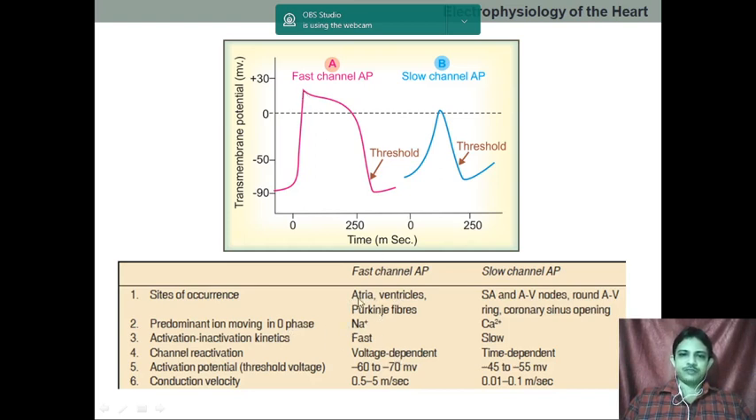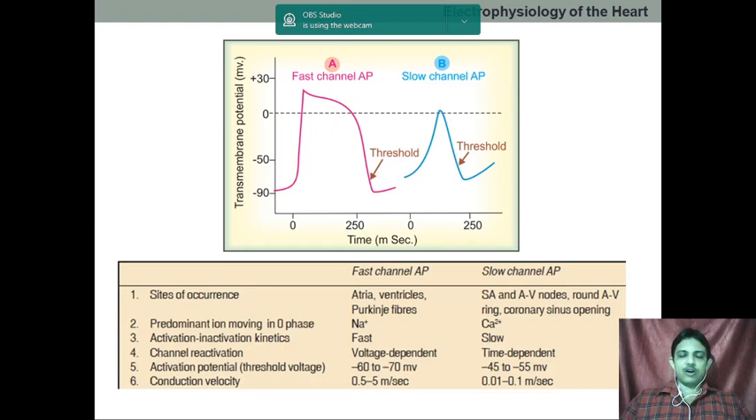Zero phase means here sodium, and then for the slow channel action potential, SA node, AV node, around the AV node ring, coronary sinus, and what is important is calcium, clear, calcium. Now activation and inactivation kinetics: of course we can say that it is fast, but this is slow. And channel activation is voltage dependent, clear, it is voltage dependent, for the first one. And the slow action potential channel is time dependent. Activation potential means threshold voltage. What is threshold? It is the particular point at which the channels open.